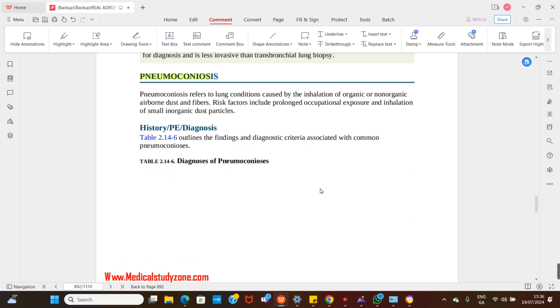Moving on to the pneumoconiosis. You said type 1 and type 4, or type 3 and type 4? Type 3 and type 4. Thank you for correcting me. Sorry, I didn't know I made a mistake.